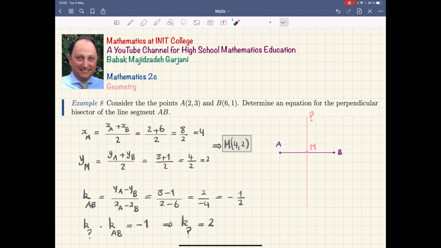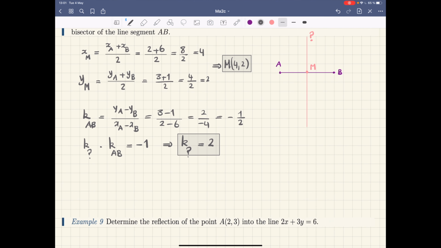Because I want to multiply a number by minus a half so that the answer becomes minus 1. So it's clear it's 2. Okay, now everything is ready. What should I do? I need to write the equation.